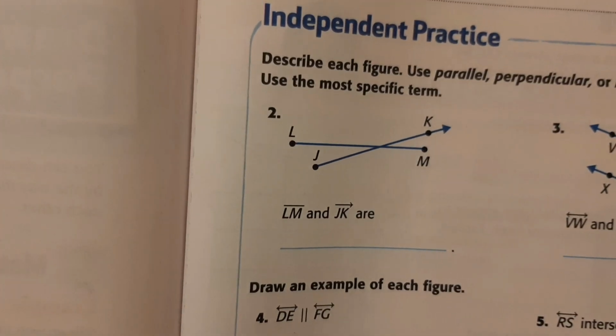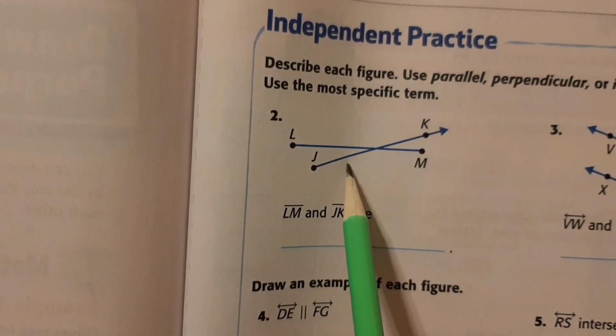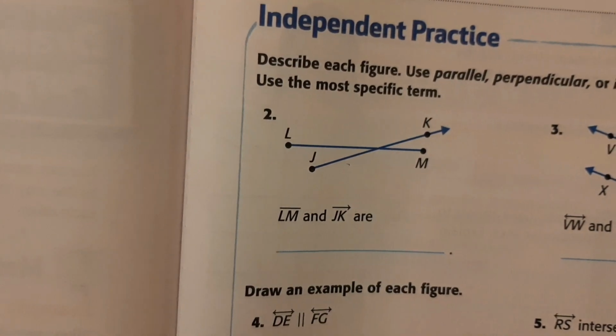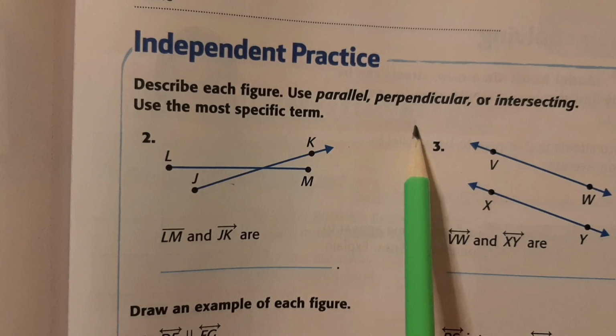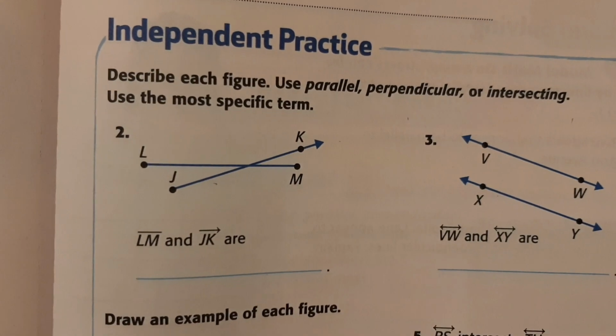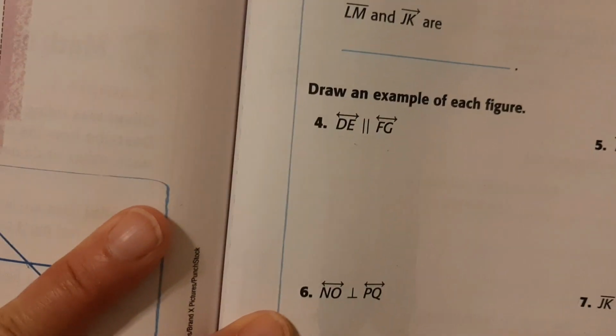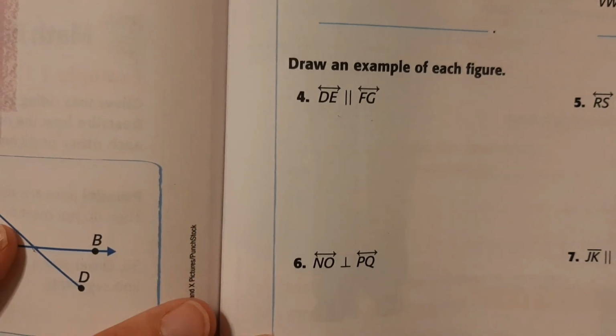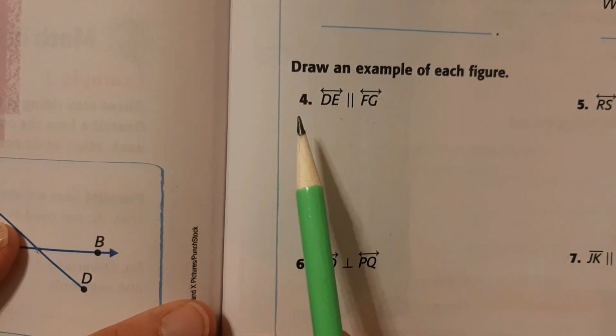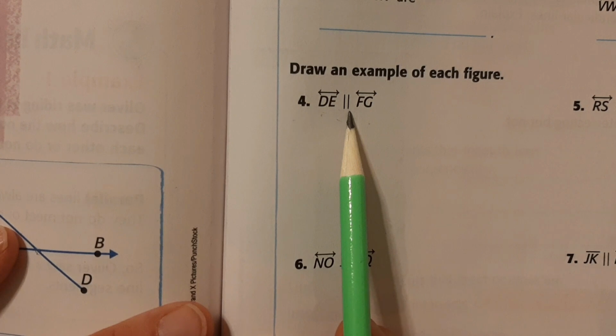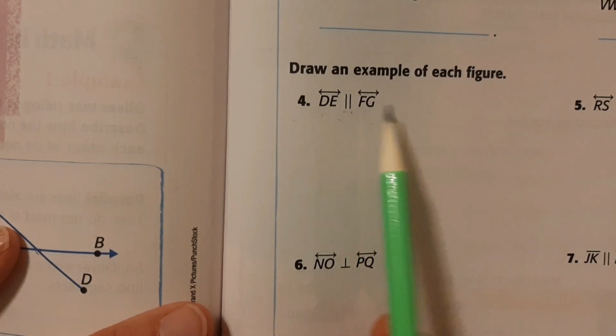The first one is identifying what they are. You're going to use the words parallel, perpendicular, or intersecting. For this one, you are going to draw examples. So here it says, I'll do the first one with you. DE is what? Parallel to FG.